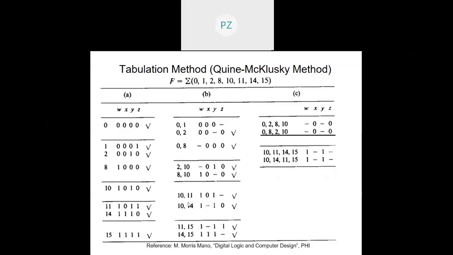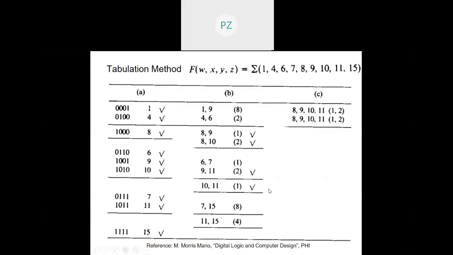When I say 10 14 and 11 15, yes, they can combine again. So I'll write 10 14 11 15. So 10 14 11 15 will also be combined. And what I'll write here is 1 dash 1 dash. So 1 dash 1 dash. So this will be the first major step of the tabulation method. Let us take another example in the next slide and then see.